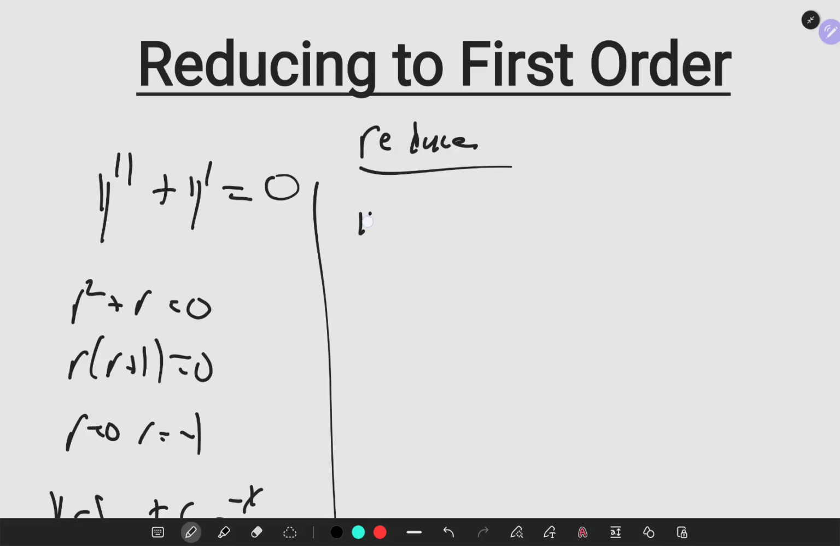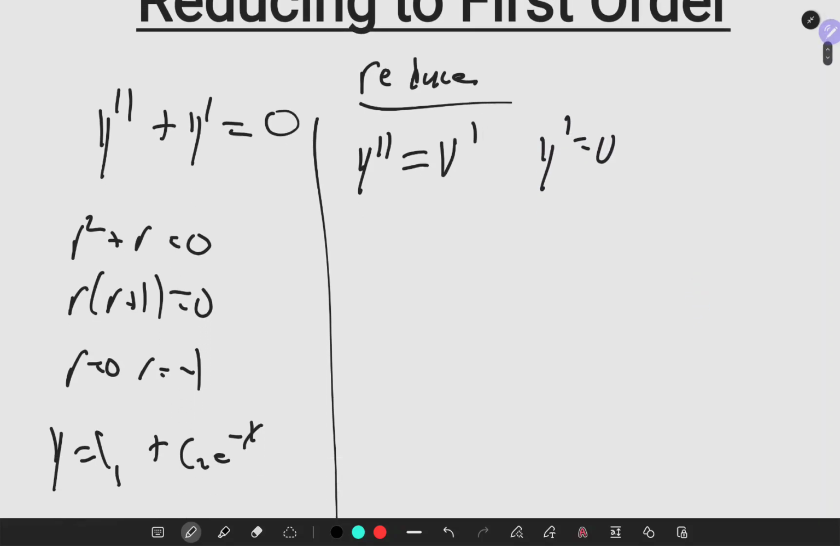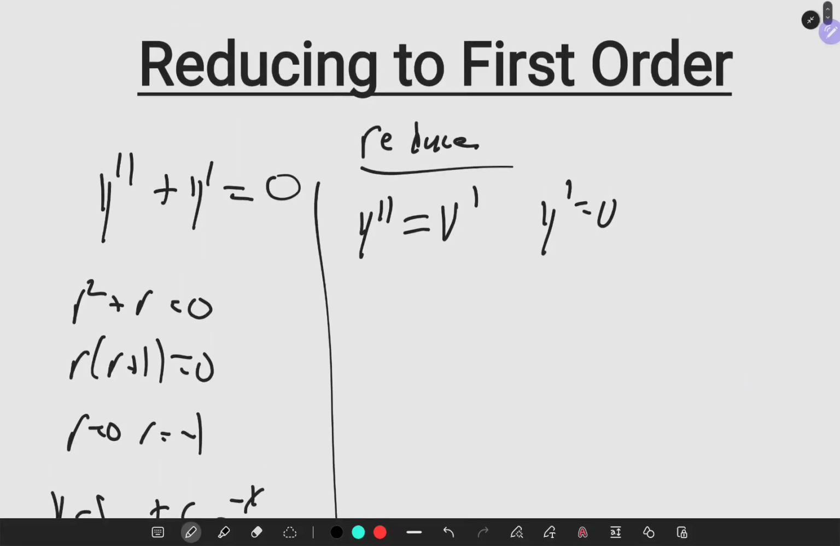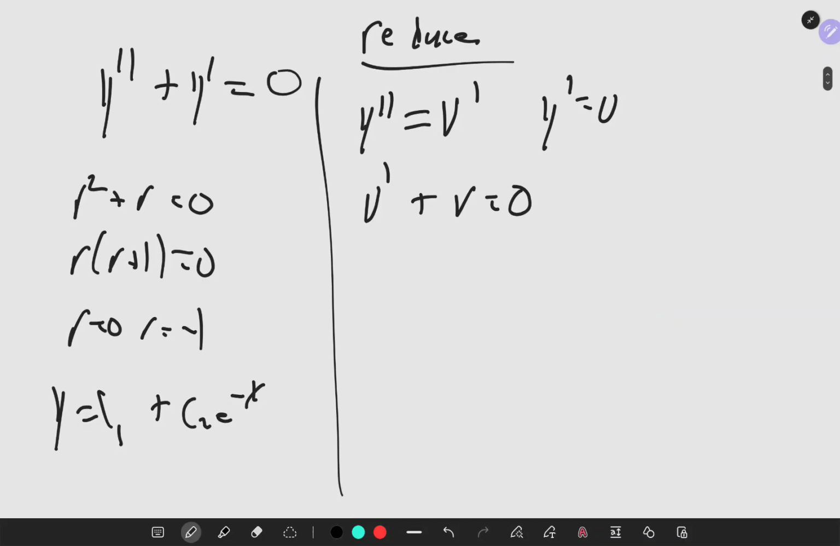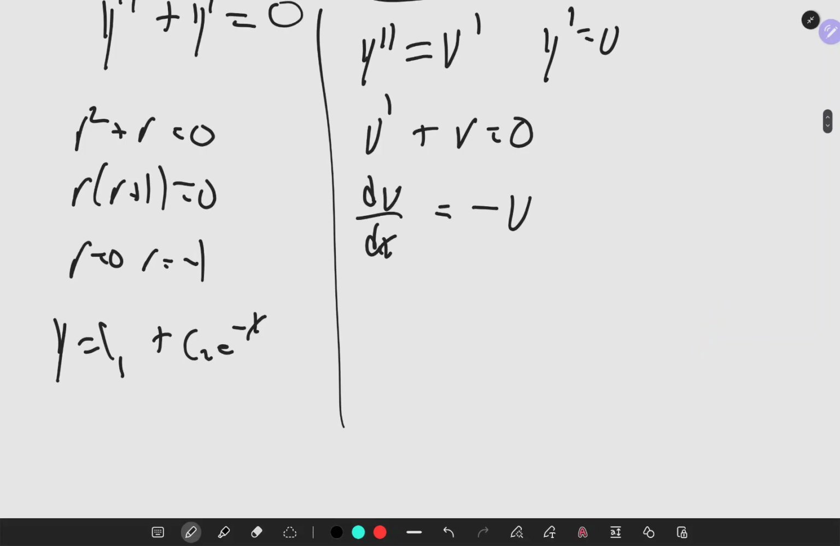To reduce it, you take y double prime and set it equal to some other variable. I like to use v, so y double prime is v prime. In this case, y prime would then be v. So you see we're just doing a simple substitution to reduce it to first order. So that's v prime plus v is equal to 0. I just plug that in. Now we can solve for v. This could be rewritten as dv/dx is equal to -v.